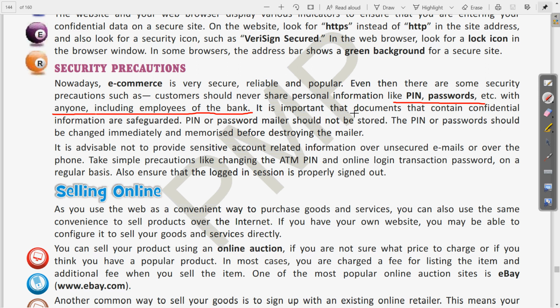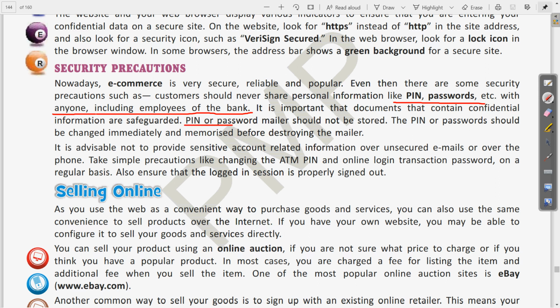Then it is important that the documents that contain confidential information are safeguarded. As a good practice, we should not write this information in any place, but even then, whatever banking or important things you have should be very confidential and kept at a very safe place. Clear? For example, the credit card, debit card. Clear? So these are the different confidential things which should be kept in a safe place.